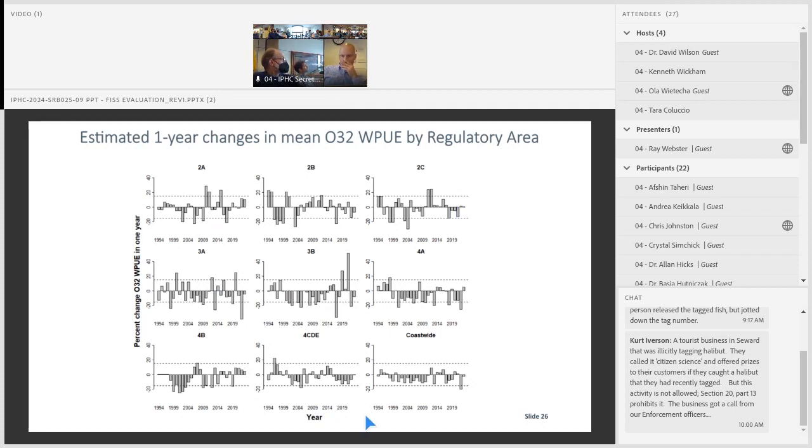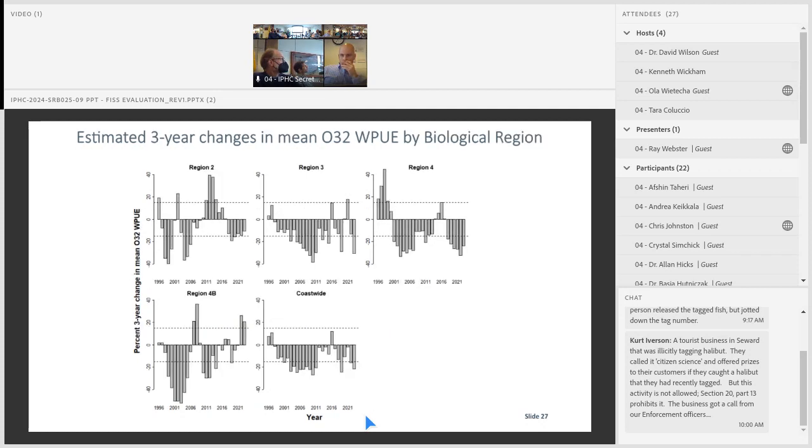If we look at 3 years, the timeline that Ian was looking at, then changes greater than 15% are the norm. In fact, 20% is not unusual and 30% is fairly frequent. Even in regions like region 3 here, we had the steady decline until about 2010 when it leveled out, but we've had more recent increases and more recent declines as well. Even region 4 has had frequent changes of that magnitude. And likewise for regulatory areas.